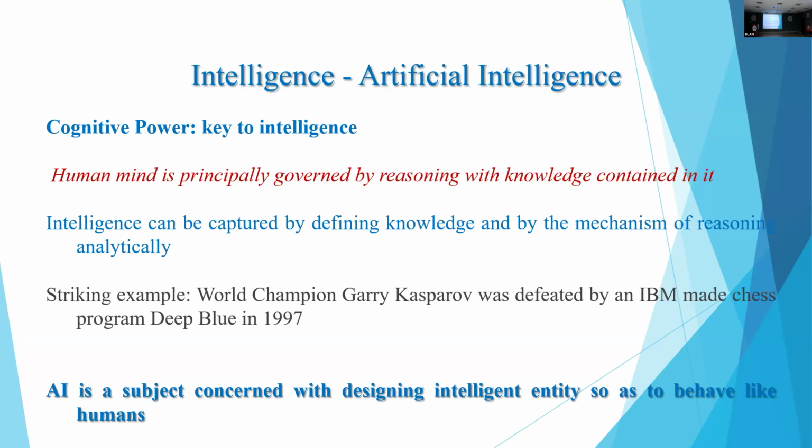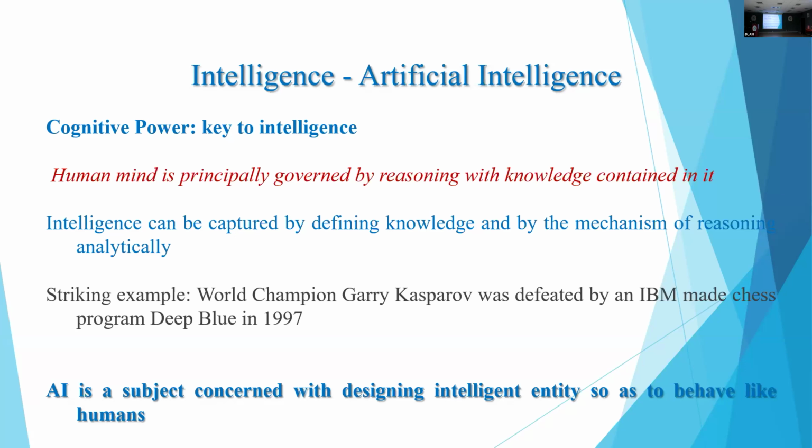So intelligence is something which cannot be defined, it can only be expressed. And artificial intelligence is nothing but a subject which is concerned with designing intelligent entities. How can we design intelligent entities? This entity could be a simple calculator. It could be some mechanical device. It could be a watch. Nowadays, you all are having smart watches. It could be a camera with intelligent autofocus. It could be a computer. It could be a supercomputer. It could be a GPU.